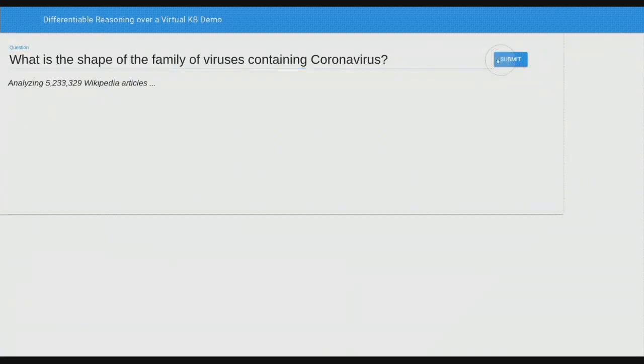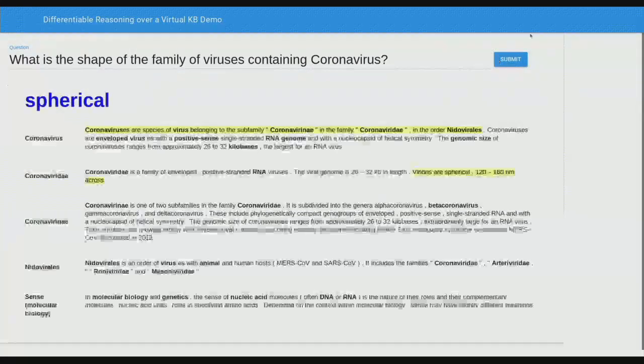Okay, but let me show you a demo of a system that I've been working with. You can enter a question here, and this is now running on all of Wikipedia, which is about 5 million articles. And you can see that this here is a 2-hop question. What is the shape of the family of viruses containing coronavirus? What's going on here is that it answers the first implicit question, what is the family of viruses containing coronavirus, which in this case is Coronaviridae. It then goes and finds a second passage and answers the question that those viruses are actually spherical.